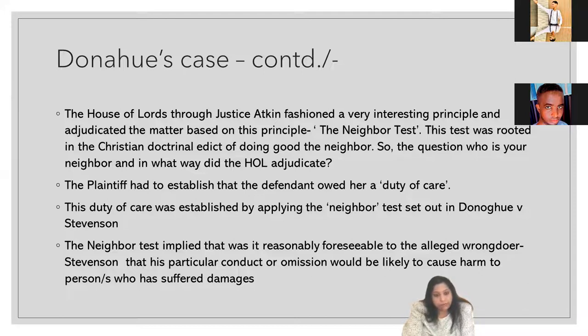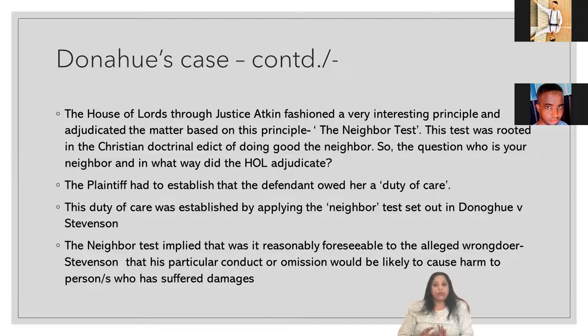Now, what is this neighbor test? It implies that it was reasonably foreseeable to the alleged wrongdoer, Stevenson, that his particular conduct or omission would be likely to cause harm to the person who has suffered damages. So what is this neighbor test? Justice Atkin said that it is an act or omission that can be reasonably foreseen. You can see in the future that when there is an act or an omission, harm is likely to be caused to another person. So he should be able to foresee the harm because of his act or omission, to the extent that there is someone who would suffer damages.